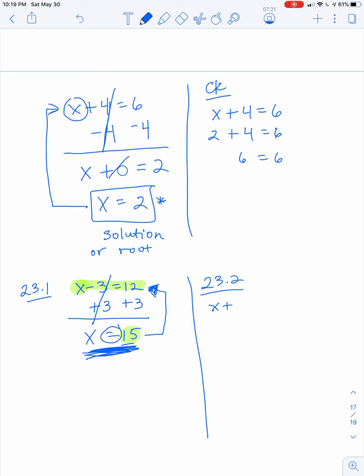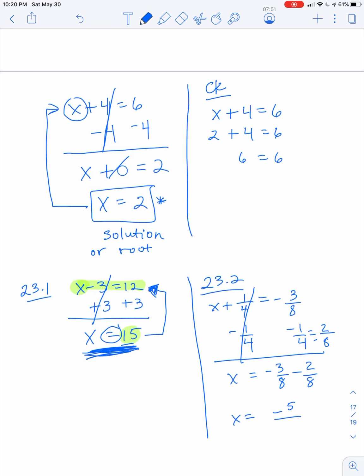All right, let's look at 23.2. Here we have x plus 1/4, so we can use fractions. We might see problems where there are fractions, and we could solve this using the same methodology. So if we subtract 1/4 from both sides, that isolates our variable. Now I have negative 3/8 minus 1/4, but I'm going to go ahead and change this to 2/8, or minus 2/8, and I would end up with a negative 5/8.